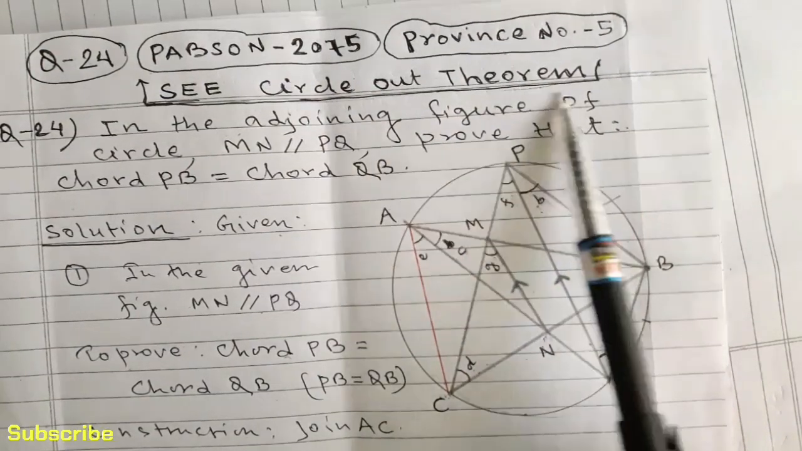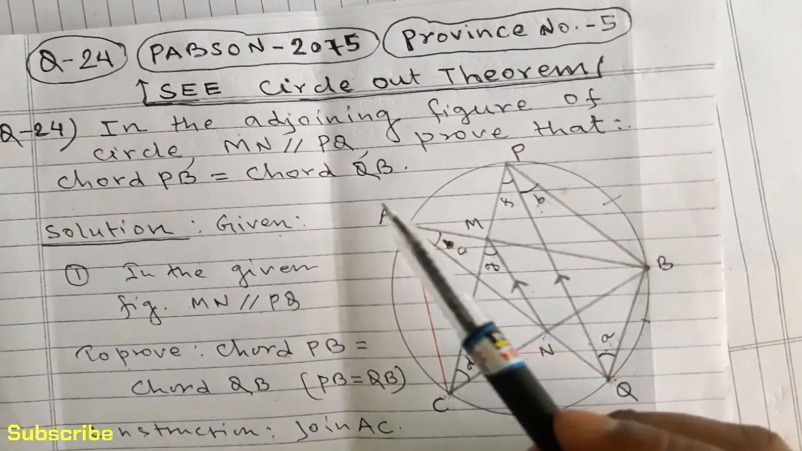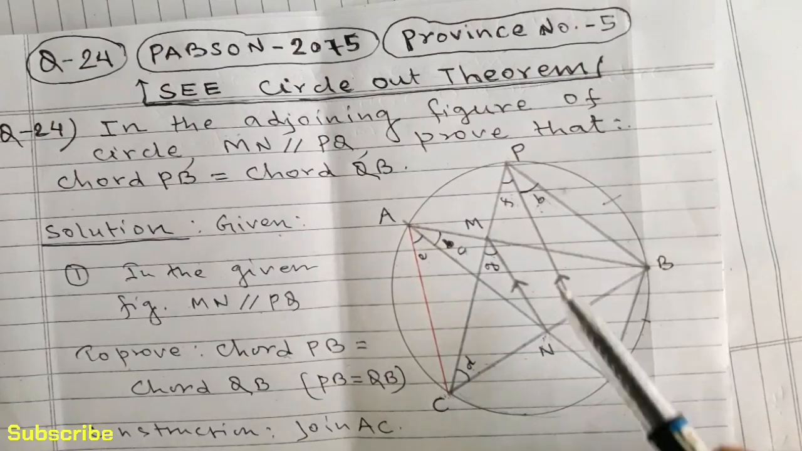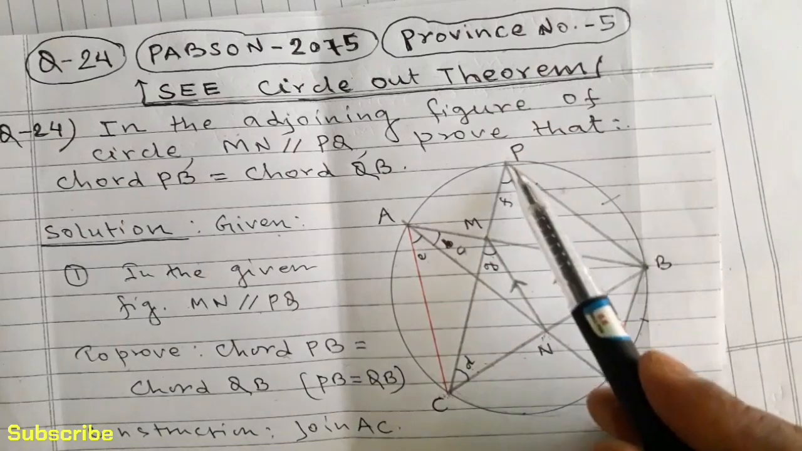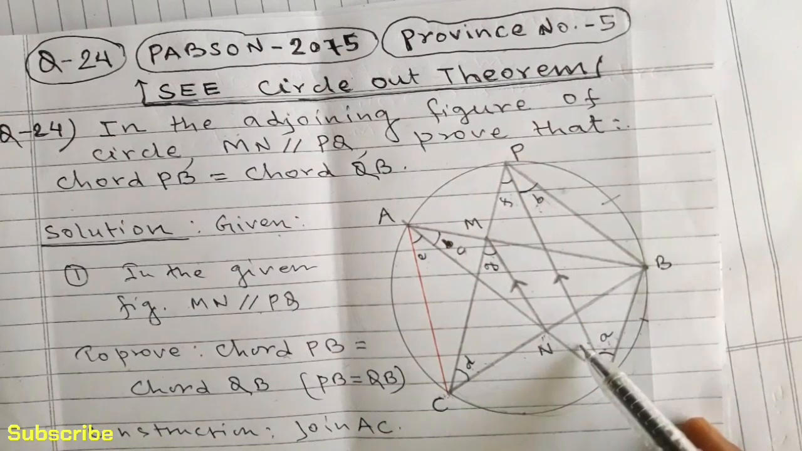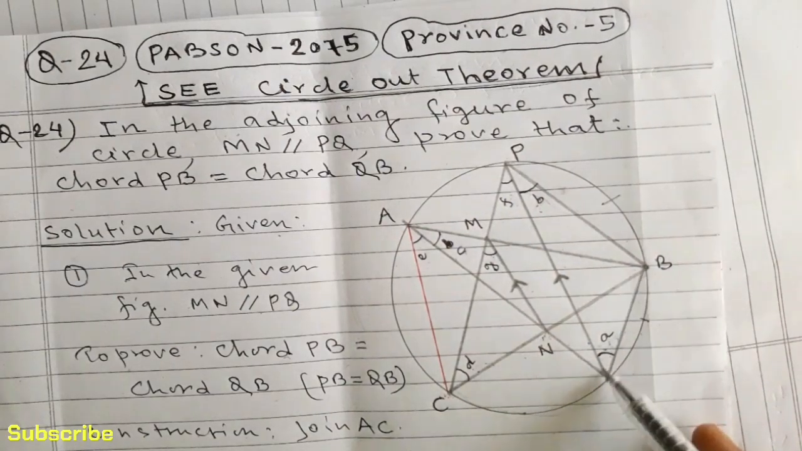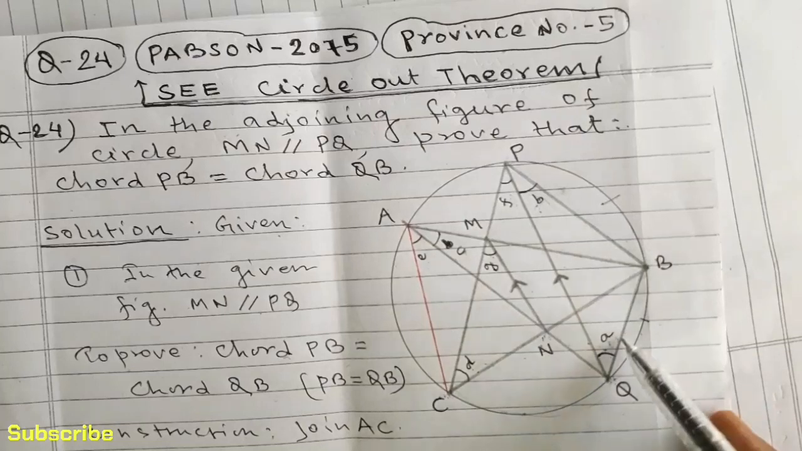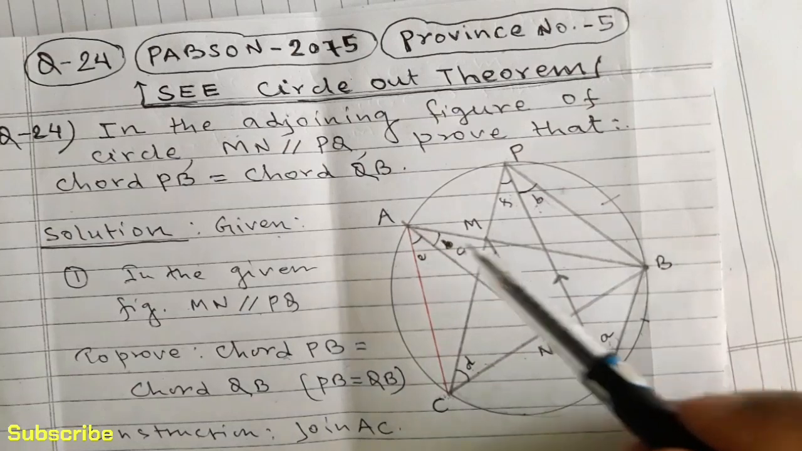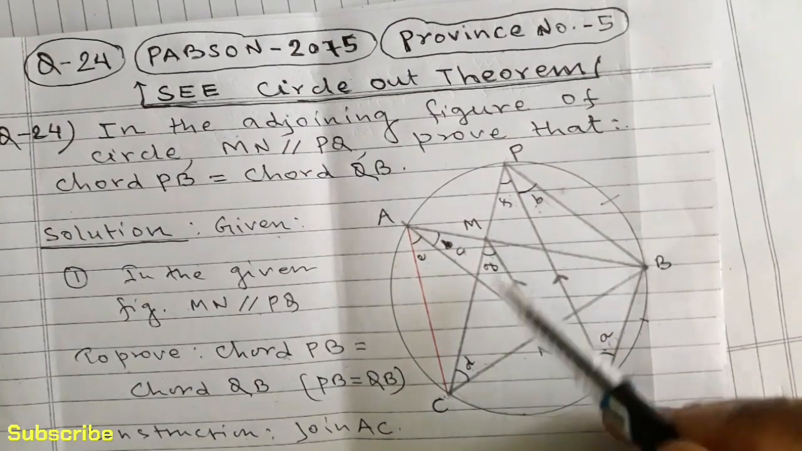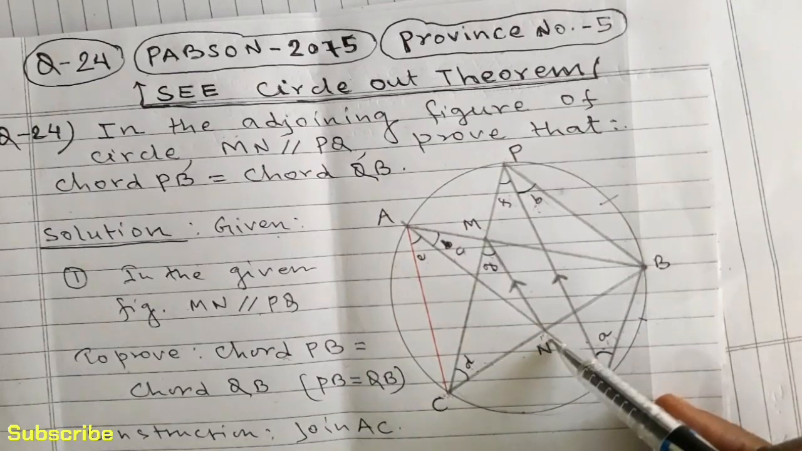Dear students, before we end this video, let's discuss the process we have followed to get the proof of question number 24. In this question we are given MN parallel to PQ, and we have to prove that chord PB is equal to chord QB. In order to get the solution, at first we have to show the four points M, A, C and N are concyclic points.